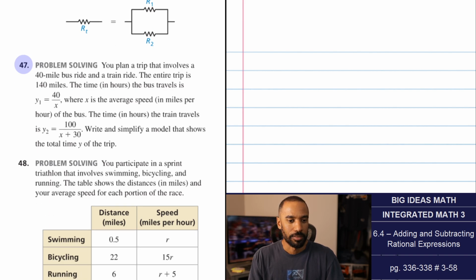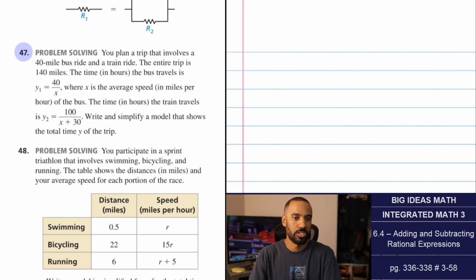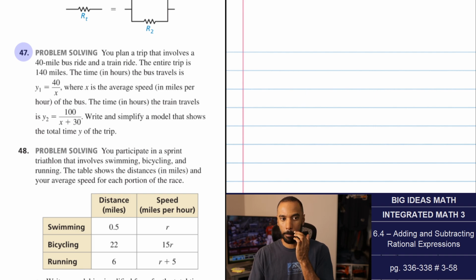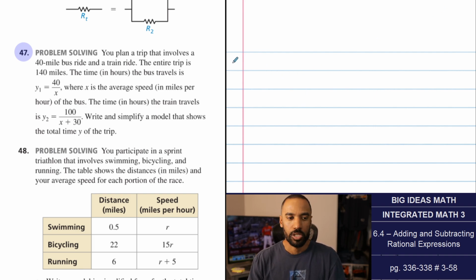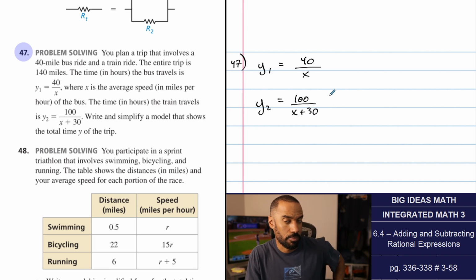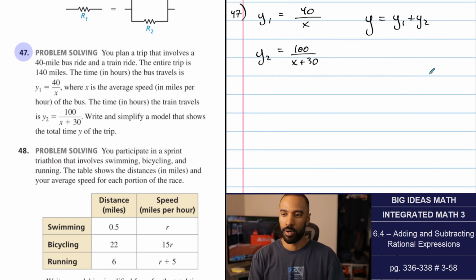Number 47, problem solving. You plan a trip that involves a 40-mile bus ride and a train ride. The entire trip's 140 miles. The time in hours the bus travels is here, where x is the average speed. The time in hours the train travels is here. Write and simplify a model that shows the total time of the trip. So you have a y sub 1. This is time. And y sub 2, time. You're going to add these two times. So I'll just say that y is y sub 1 plus y sub 2. That way when I do y equals, it'll be good.